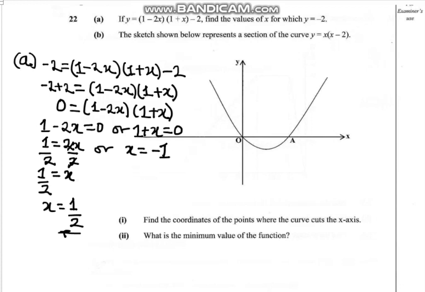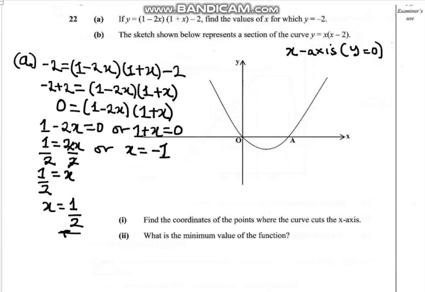Then going to 22b, the sketch shown below represents a section of the curve y equals x(x minus 2). So B1, find the coordinates of the points where the curve cuts the x-axis. The value of y on the x-axis for these points, the origin and also point A, is equal to 0. So for us to find the values of x, we're going to start with this statement. In the x-axis, y is equal to 0. So we can easily find the values of x for the two points, the origin and point A.